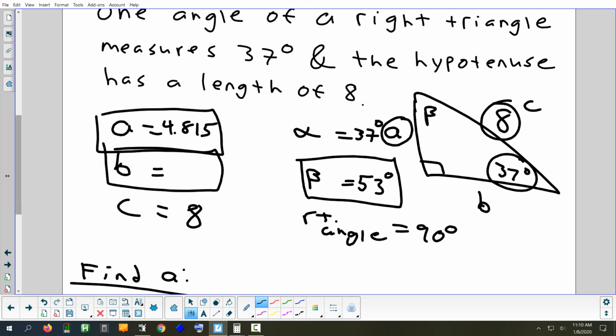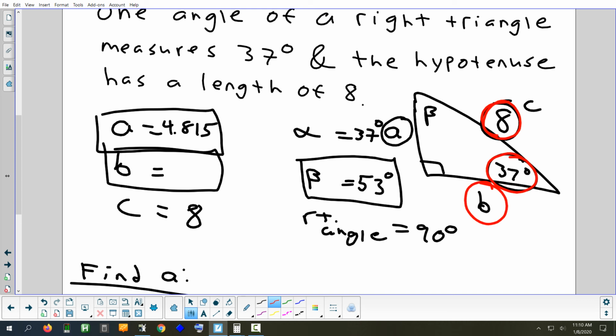If you messed up this other side, right? If this other side is supposed to be 5.8, and you write 4.8, well, you just used something wrong to find something else, so now that's wrong. So now that we have A, forget about it. We're not going to use it again. We're going to use the 2 pieces of information that we're given. 37, 8, and now we want to find B.